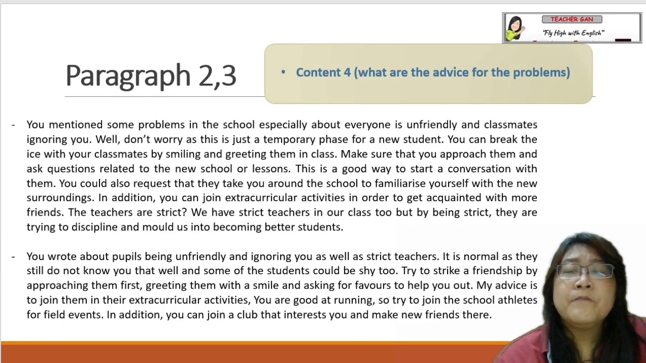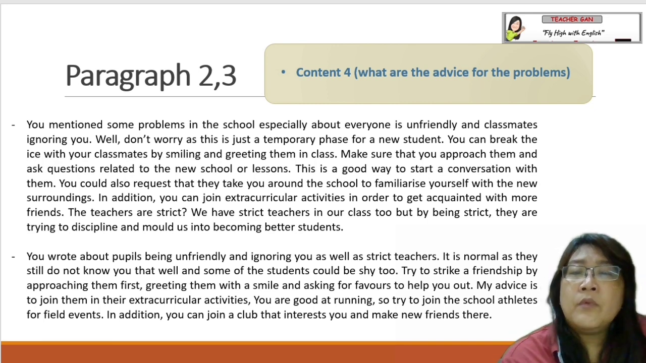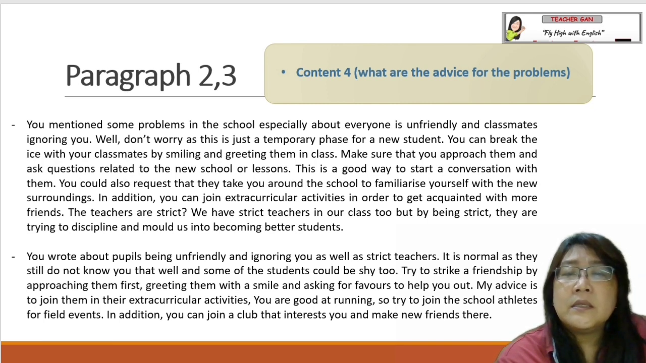Now we are at paragraph 2 and 3. We are using content 4. So what is the advice for the problems? For example, you can write, you mentioned some problems in the school, especially about everyone being unfriendly and classmates ignoring you. Well, don't worry, as this is just a temporary phase for a new student.